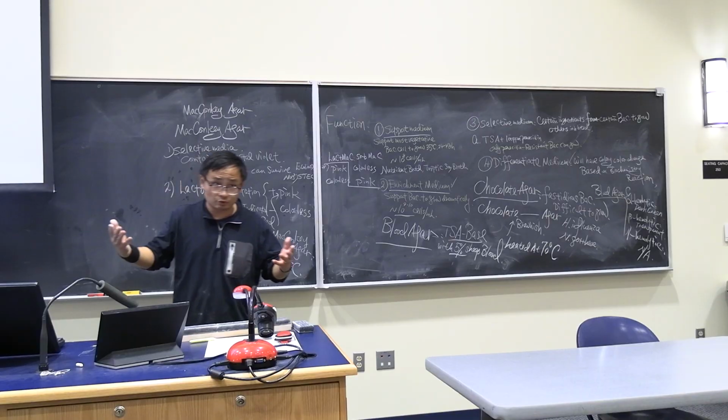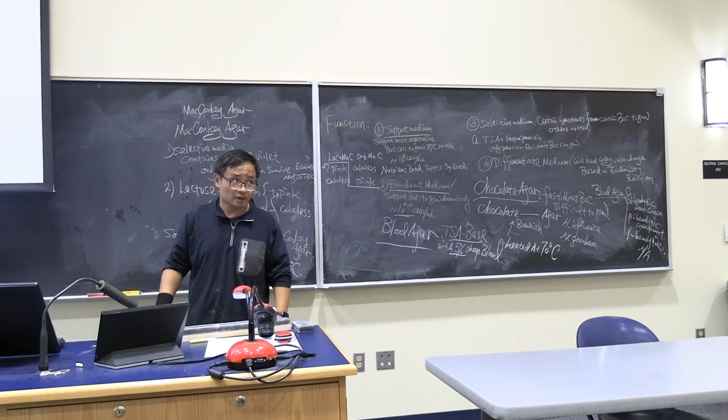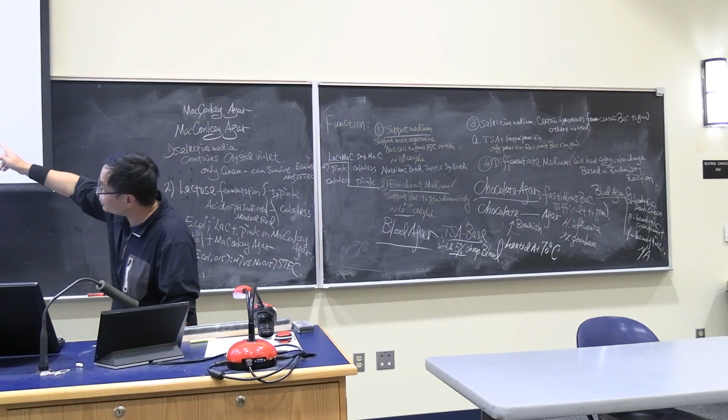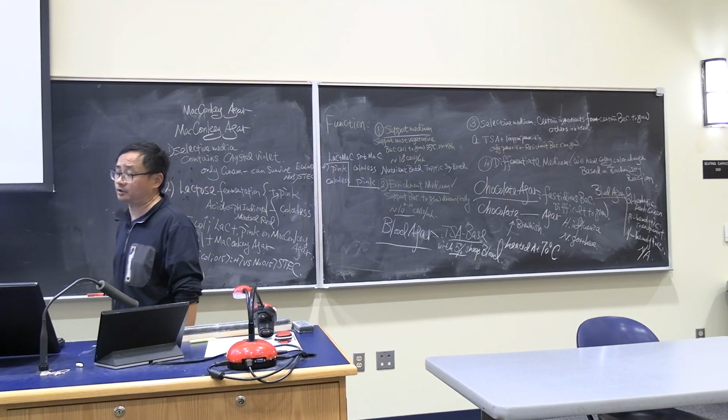Serratia is pink to red at 25 degrees Celsius, and then E. coli should be colorless or white. For lots of you, the plate looks like that. It's a really good job.